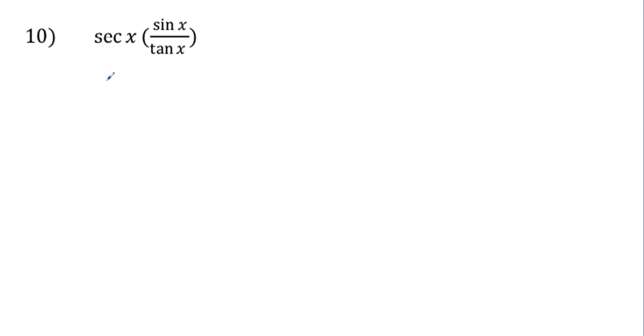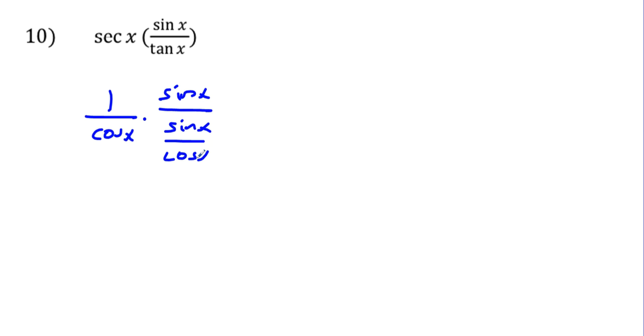Alrighty, guess what? You already know the answer. Convert everything to sine and cosine. So this is 1 over cosine. And in college, you're going to want to have your basic trig ones memorized. I don't have things like this memorized. I never would. And that's going to be sine of x over sine of x over cosine of x. Okay?